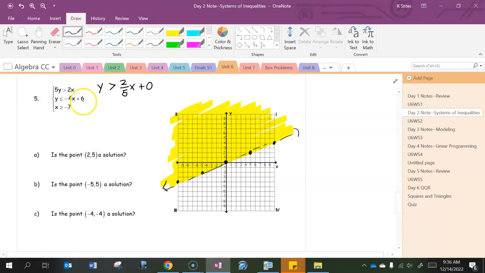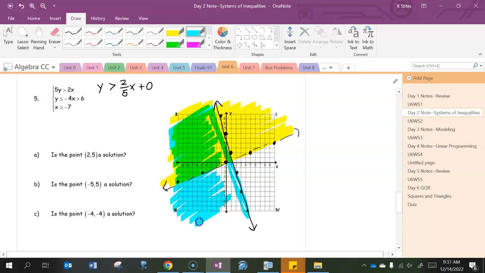All right, now let's graph the second one. Y-intercept at 6, down 4, right 1. Reverse it. This one's going to be solid. Okay, this is a less than. Less than means we're shading down. So here's my y-intercept shading down. Down is like to the left of this line. Make sure you get everything, okay? Okay, so right now I'm like in this green part.